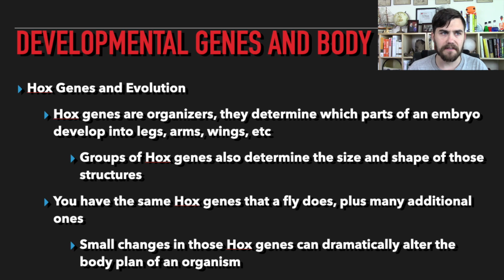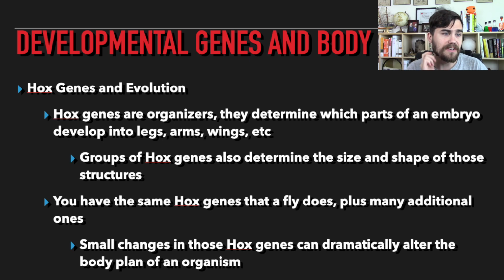Something we've also discussed before are the Hox genes. So these are organizers. They determine which parts of an embryo will develop into legs, arms, wings, etc. Hopefully you remember what we've learned about these in the past. Groups of Hox genes, which I think are called homeotic genes, they determine the size and shape of those structures. So you have the same Hox genes that a fly does, but we also have many additional ones because we share common ancestry with flies, but it's from an extremely long time ago. We are more complex than they are, so we've accumulated more changes.